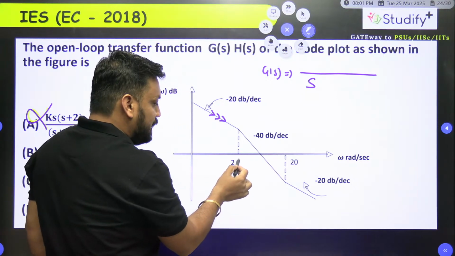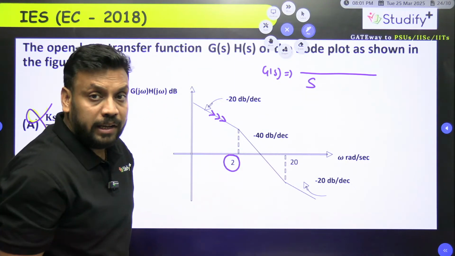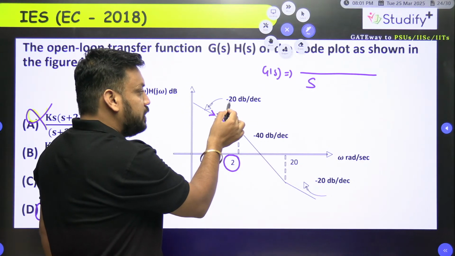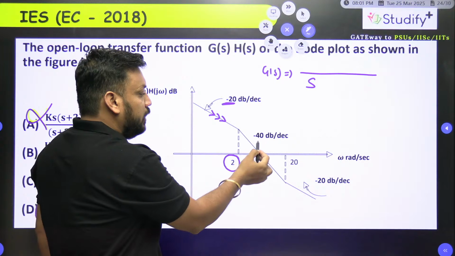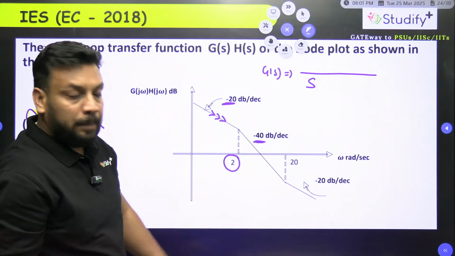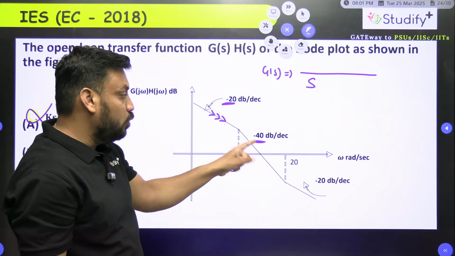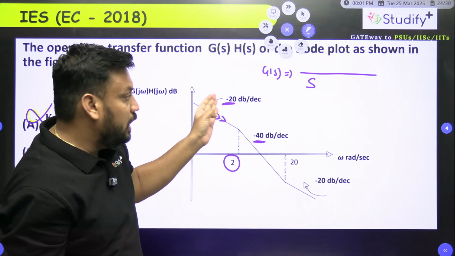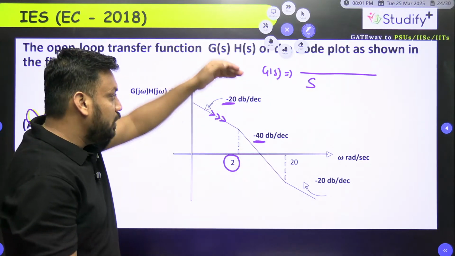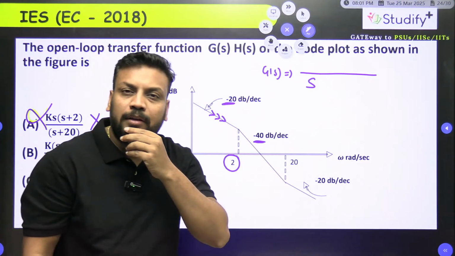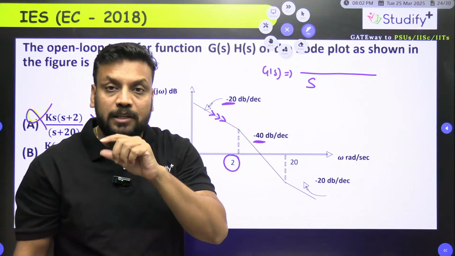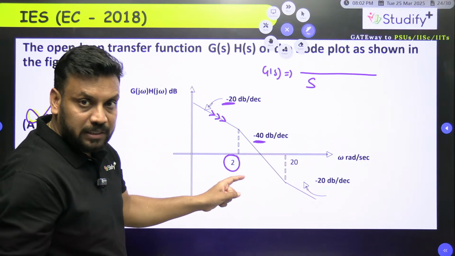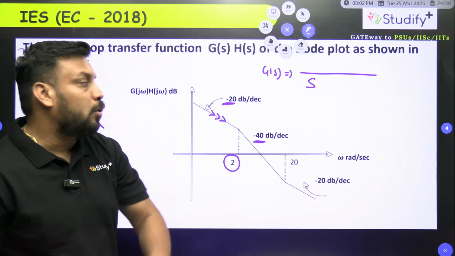Now tell me what is happening at 2 radian per second, at the corner frequency. The slope contributed how much? Earlier slope was minus 20. New slope is minus 40. पहले slope minus 20 था और new slope minus 40 हो गया. Now what should I add to minus 20 so that it will become minus 40? आप बोलोगे minus 20 और add करो. Minus 20 means pole. It means 2 radian per second frequency पे एक और pole contribute होगा.